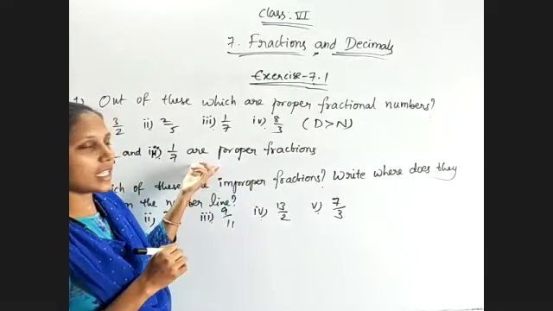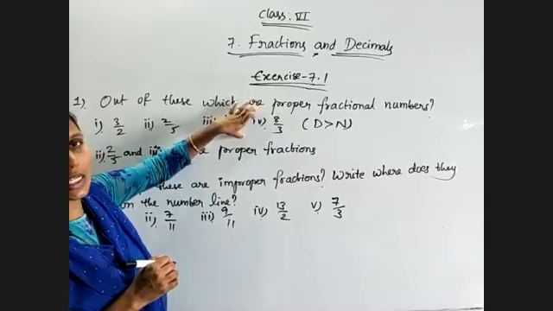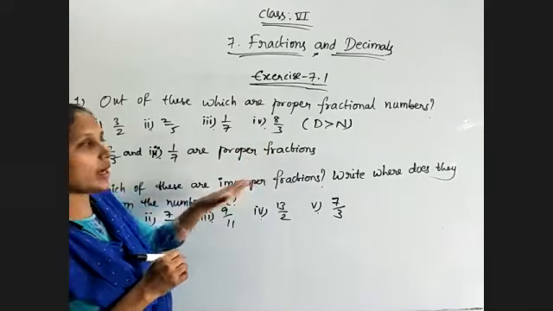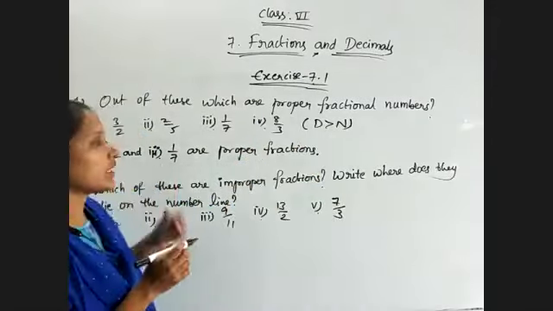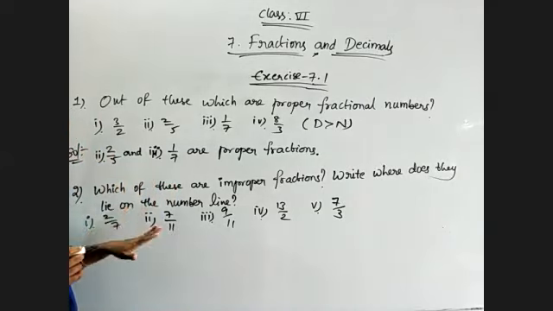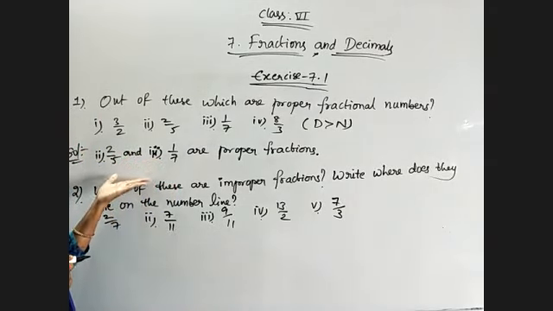Where do they lie on the number line? Actually, they did not ask. All the proper fractions lie between 0 and 1. That's all. So here we need to write which are proper fractions. That's it. Improper is just the opposite of proper fractions.